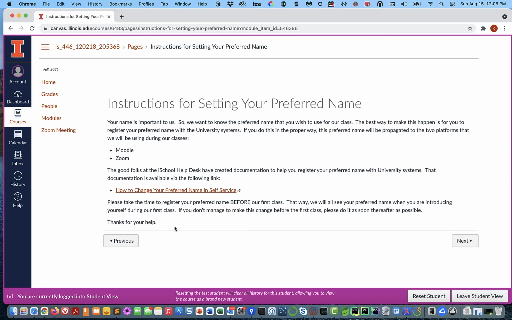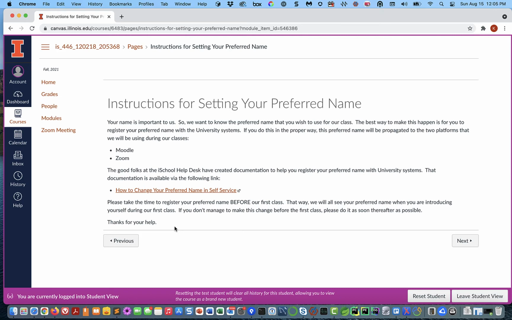So, what you put into the formal systems at the university and the iSchool, the name that comes up on here, it says Moodle in Zoom, but I really meant to say Canvas in Zoom. I'm going to have to fix that. What name you have in there is what we're going to call you. And like I said, there's an opportunity to put your pronouns in there as well. And this is generally important to people.